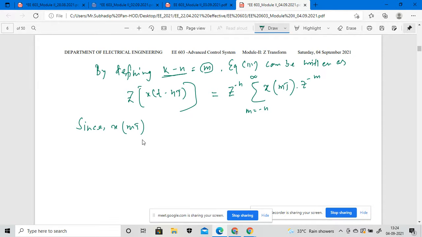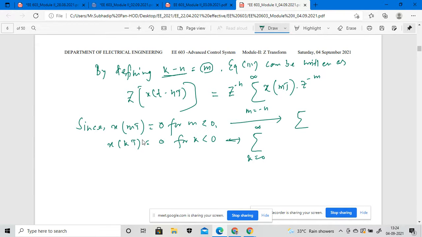Since x of mT is equal to 0 for m less than 0, we can change the lower limit of the summation from m equals minus n to m equals 0. When we had x of kT equal to 0 for k less than 0, my summation was k equals 0 to infinity. But if I choose x of mT, my summation changes to m equals minus n up to infinity.